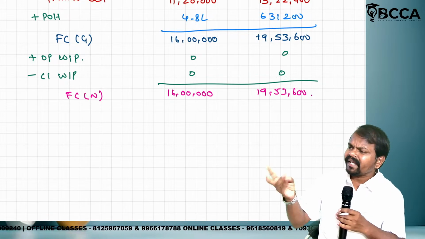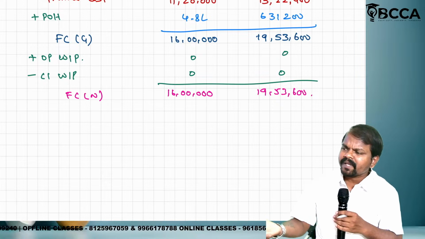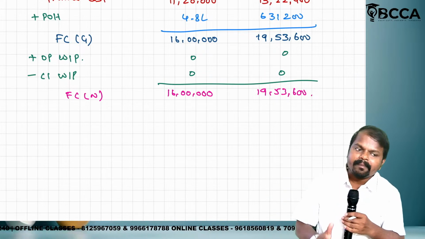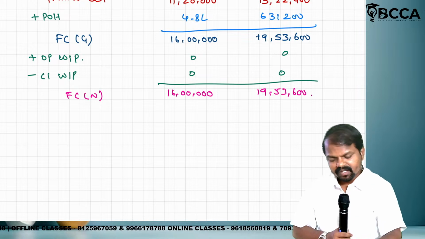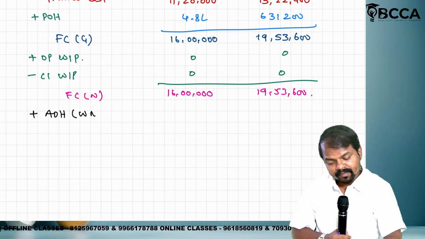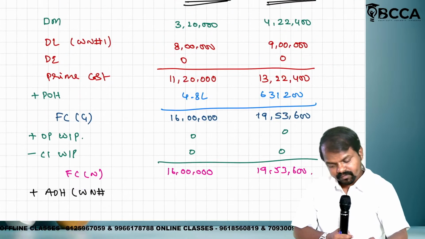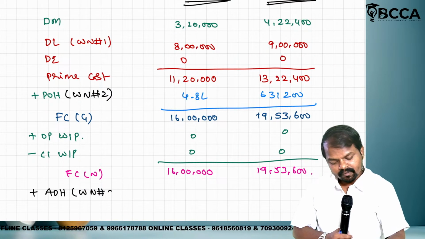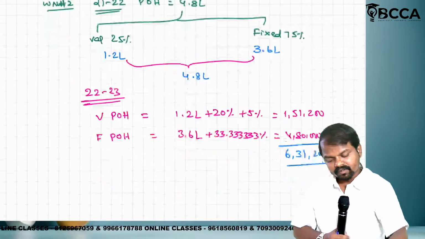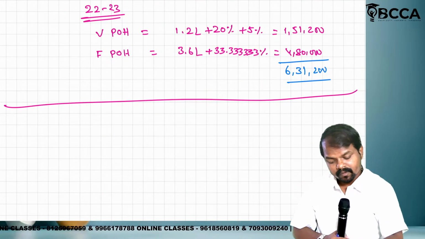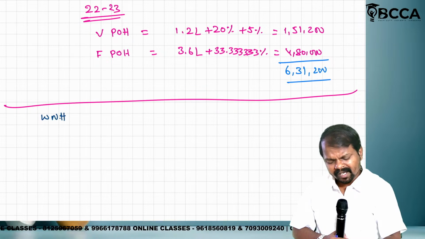Please tell the format. DM, DL, DE, prime cost plus POH is equal to factory cost gross plus opening WAP minus closing WAP, factory cost net plus AOH. Working note how much? Here working note 2 we already allotted. Working note 3. We will go for working note number 3.